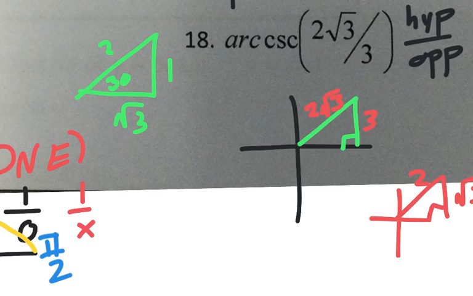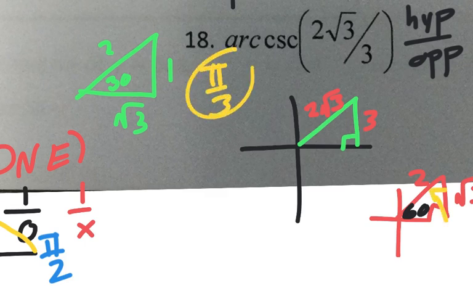Which means my angle of rotation is 60. And then how many radians is that if I rotate it in the positive direction, 60 degrees? Pi over 3. That's one way you could think about it. That's the way I would do it, because I feel really comfortable with my 30, 60, 90s, and I understand how they can be manipulated.